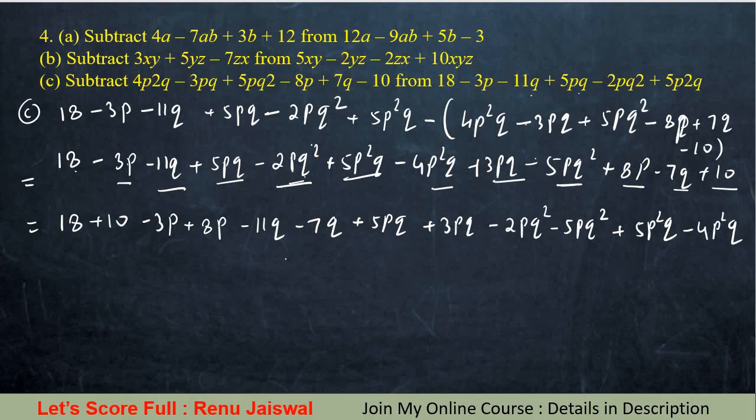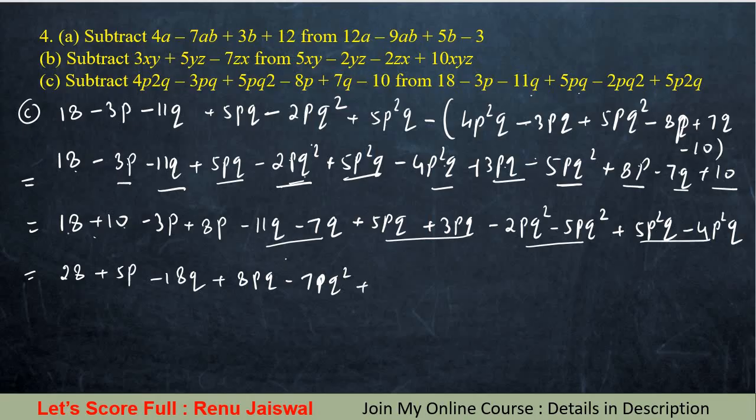To tally that, you count the number of terms in the previous step and this one. 1, 2, 3, 4, 5, 6, 7, 8, 9, 10, 11, 12. Perfect. So 18 plus 10, 28. Subtracting this, 5p, and this same sign. So 18q, here same sign. It's simple, right? Minus 7pq square and then here p square q, 5 minus 4 is this.